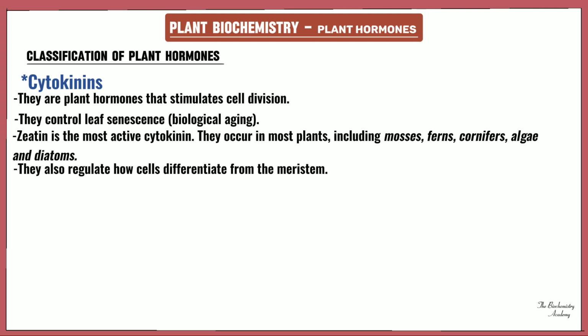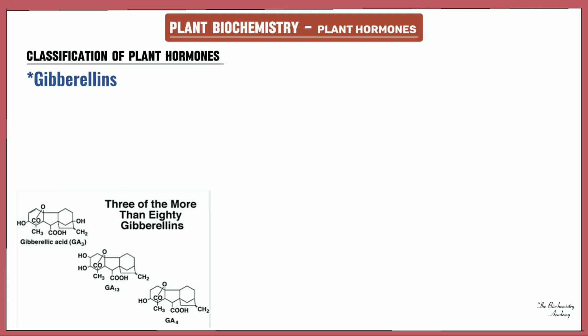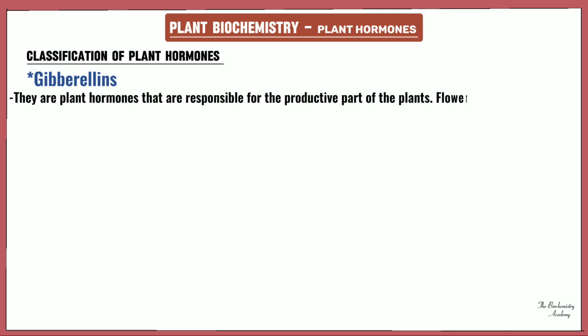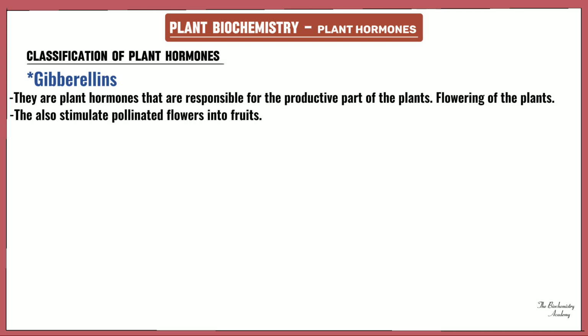Now, the next plant hormone is the gibberellins. They are hormones that are responsible for the reproductive part of the plant. Now, the production and the distribution of gibberellins is what makes the flower mature and blossom. They also stimulate pollinated flowers into fruits, and they also cause seeds to mature and be ready for planting.